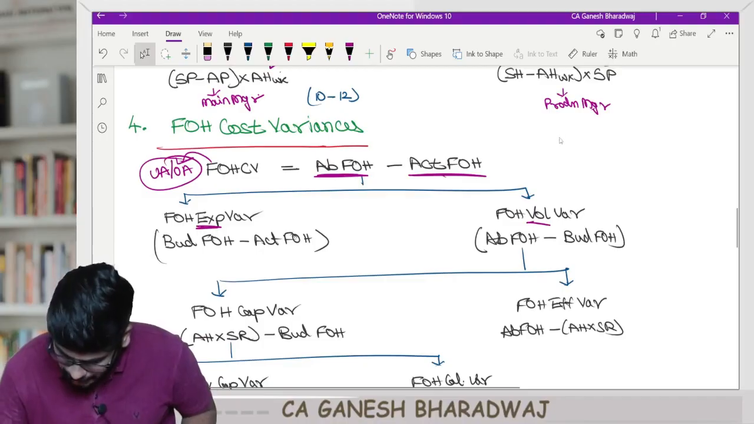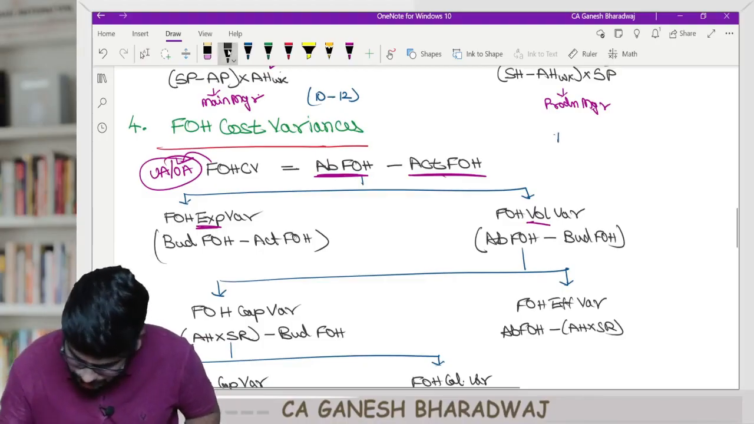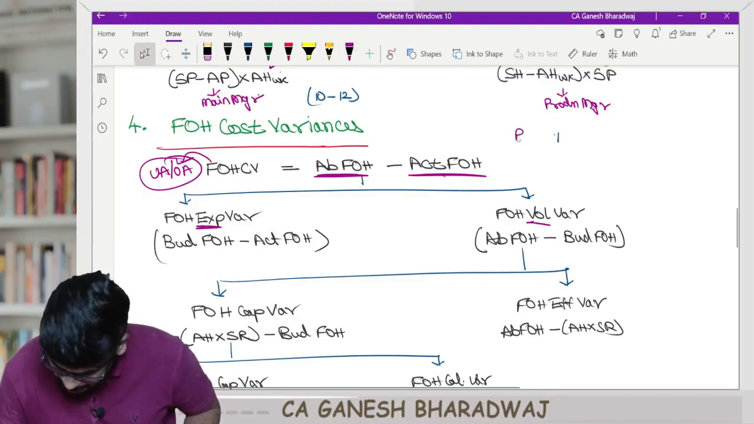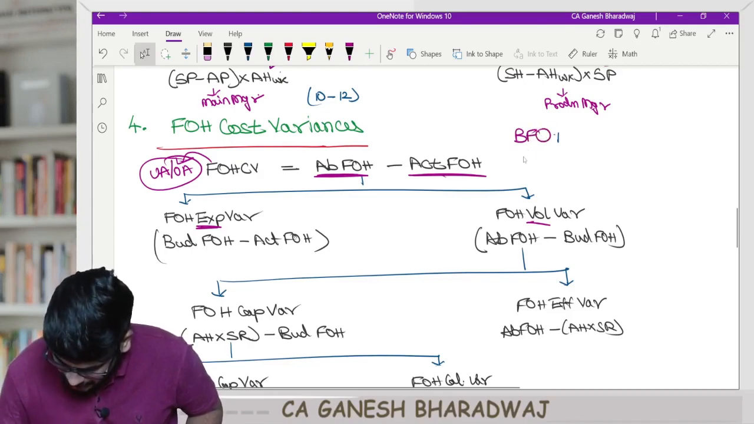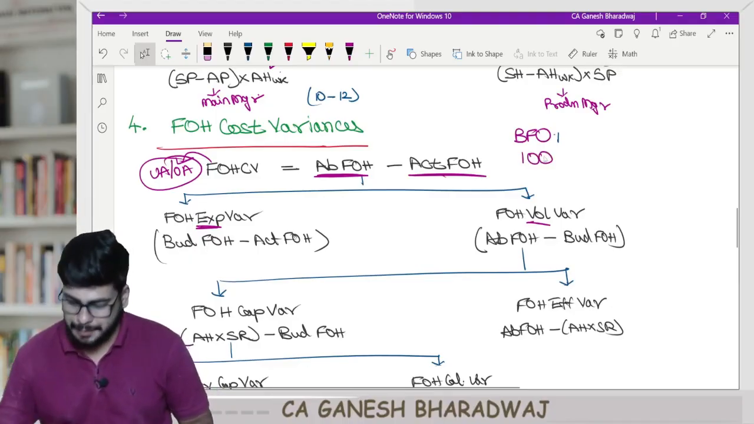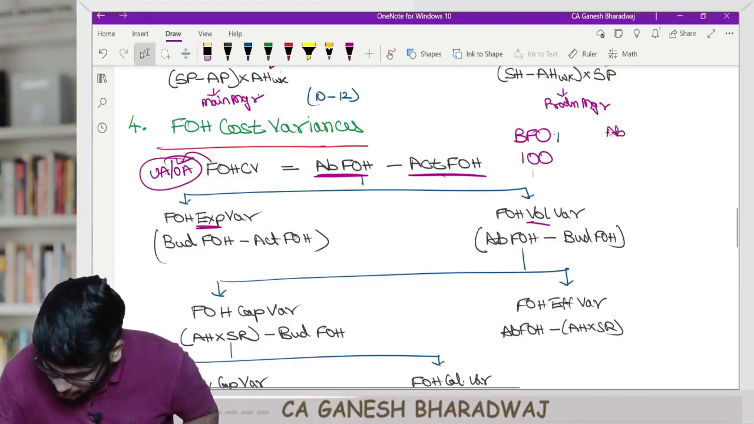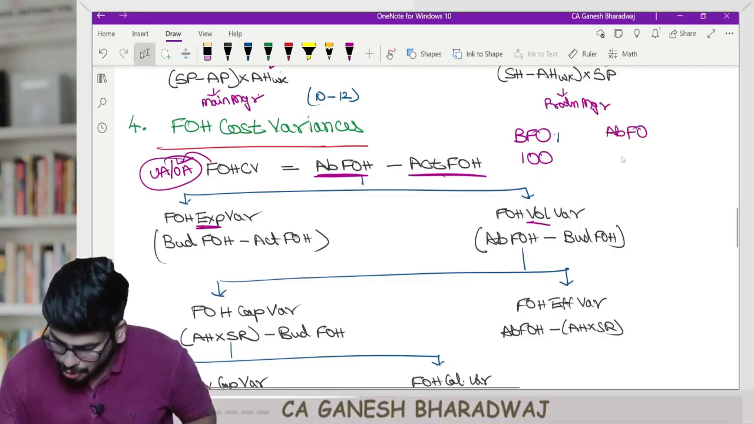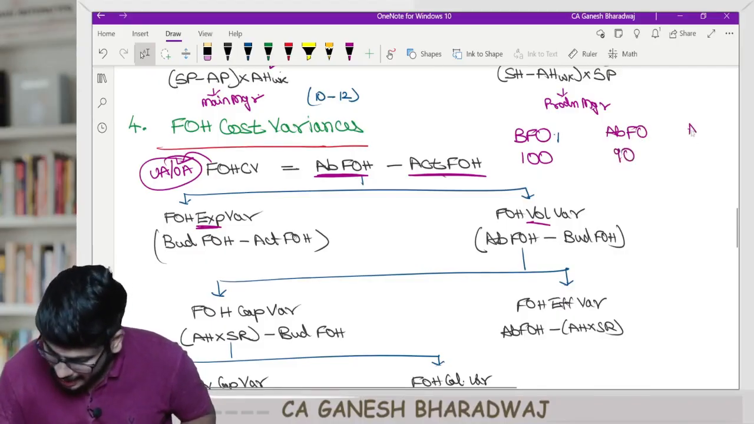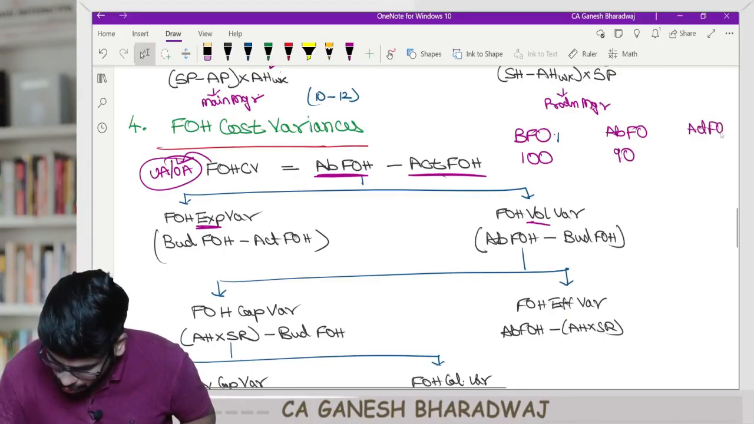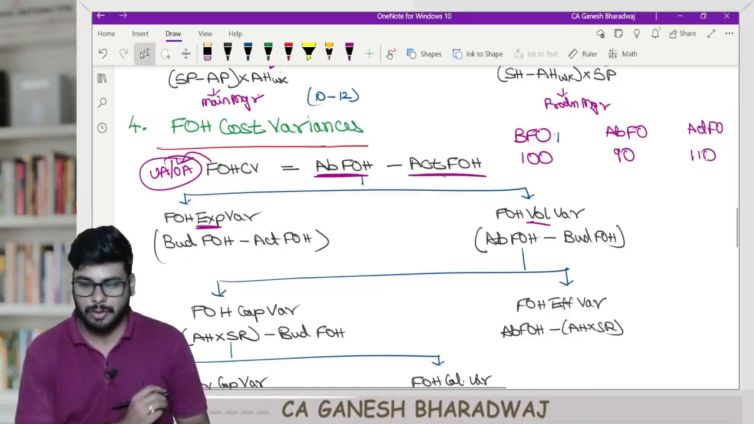Let me give you an example. You have budgeted fixed overheads. Let's say I budgeted a fixed overhead of 100 rupees, but I absorbed a fixed overhead of, let us say, 90 rupees, whereas the actual fixed overheads was, let us say, 110 rupees. Are you clear with this?